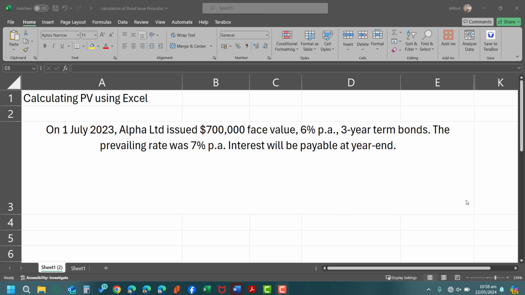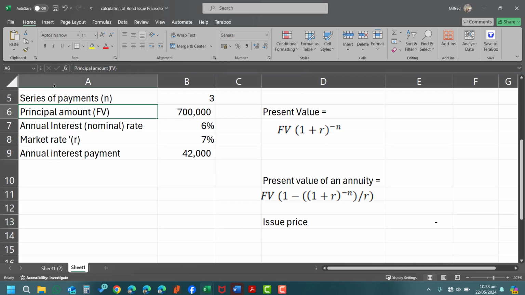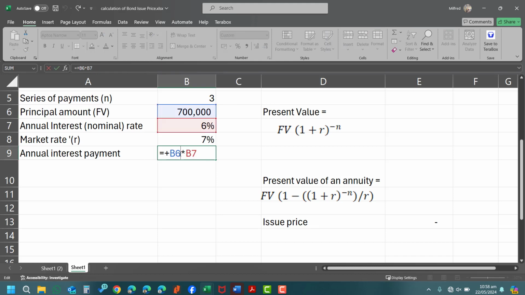So we will be calculating the present value using Excel. We will extract the information here. We have the face value of 700,000. We have 6% nominal interest rate, and then 7% the market rate. The number of periods will be 3 years. To get the annual interest payment, that will be 700,000 multiplied by 6%.